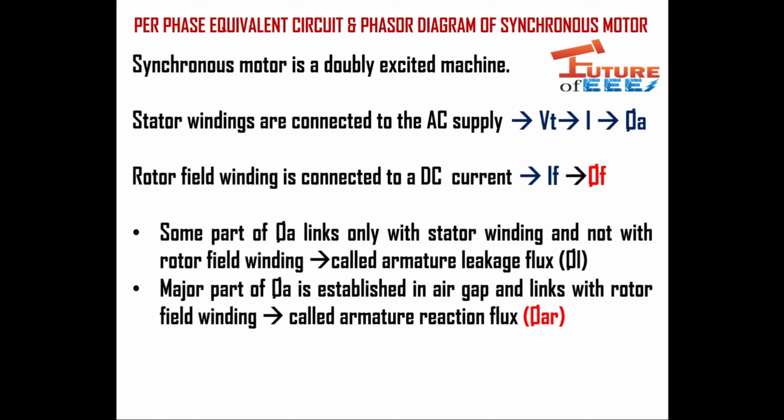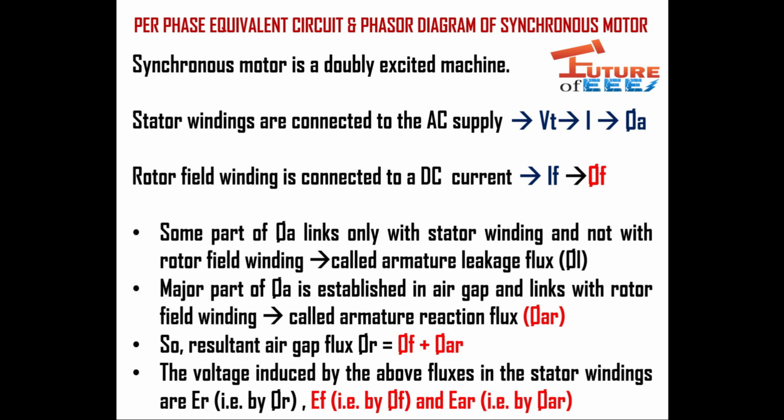Major part of flux phi A is established in air gap and links with rotor field winding. Those flux are called armature reaction flux phi AR. So the resultant air gap flux phi R is equal to phi F plus phi AR. These fluxes are alternating flux which will cut the stationary stator windings and induce voltage ER, EF, EAR due to Faraday's law of electromagnetic induction.